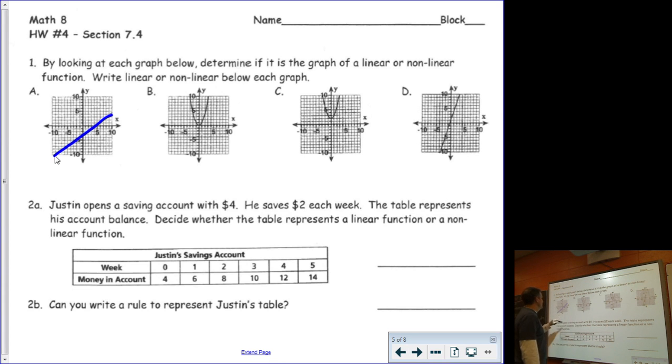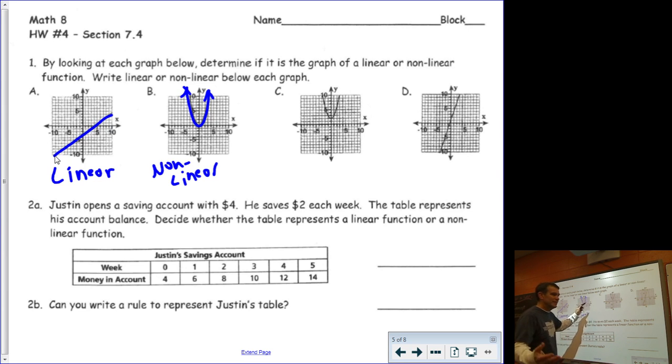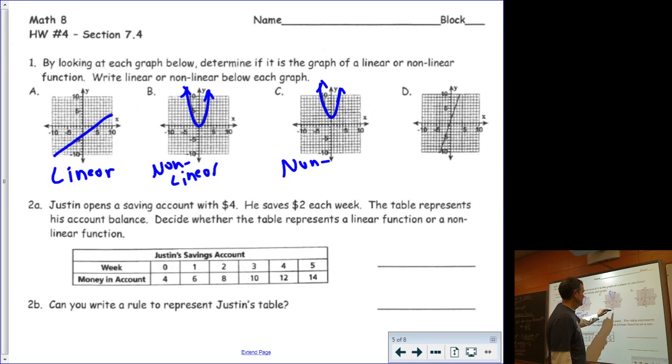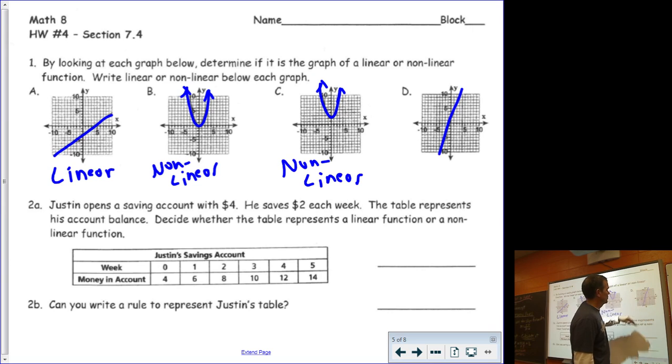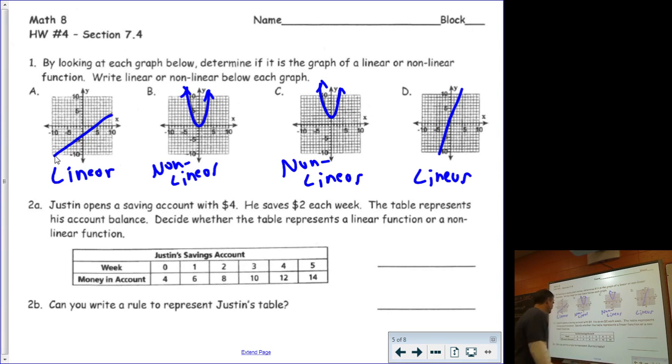Obviously, this first one makes a straight line, so it is linear. The second one makes a U-shape. That's called a parabola. And, of course, that is nonlinear because it does not make a straight line. Third one makes a U-shape. Again, because it's not a straight line, it would be nonlinear. And the fourth one makes a straight line, so it is linear.